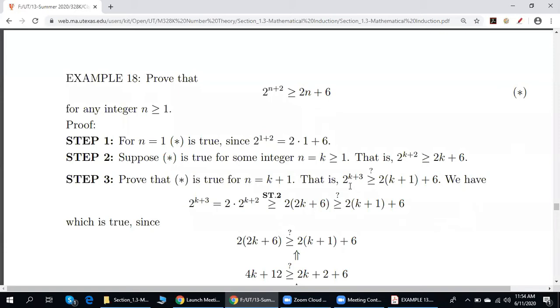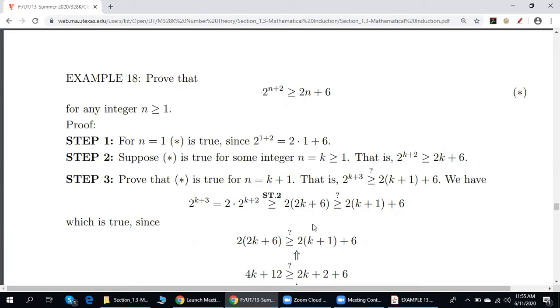Here's how we do it. We start with the left-hand side. Done. Note that 2 to the k plus 3 is identically equal to 2 times 2 to the k plus 2. Now let us use step 2. If we multiply the left-hand side and the right-hand side here by 2, the left-hand side becomes this, the right-hand side becomes this. So 2 times 2 to the k plus 2 is greater or equal to 2 times 2k plus 6 by step 2.